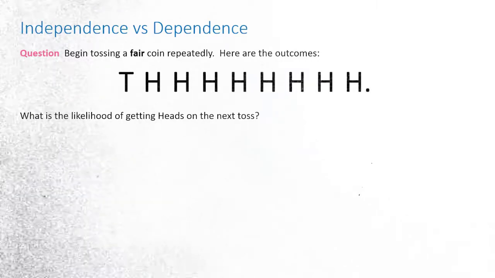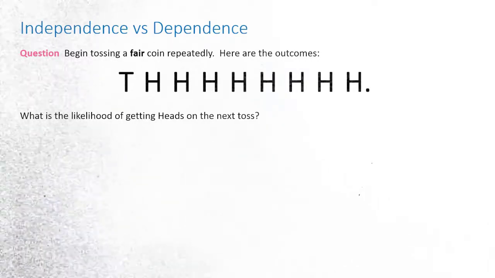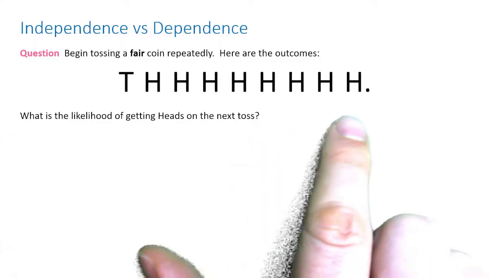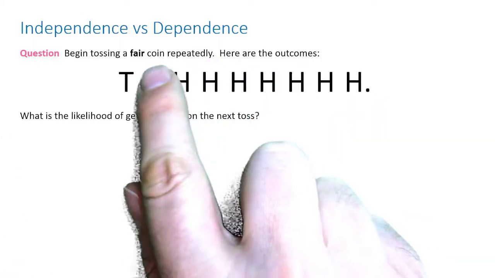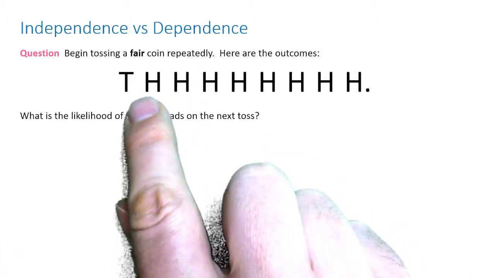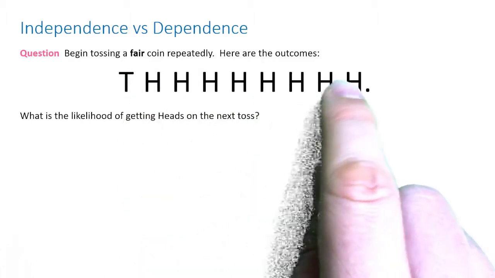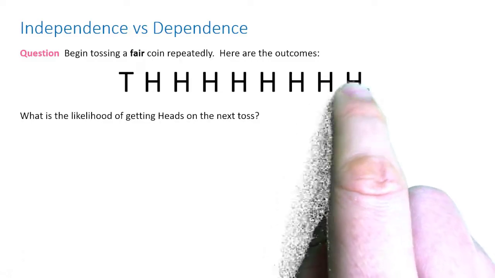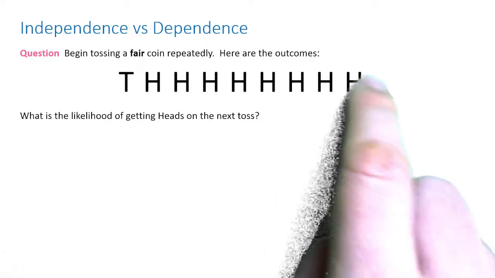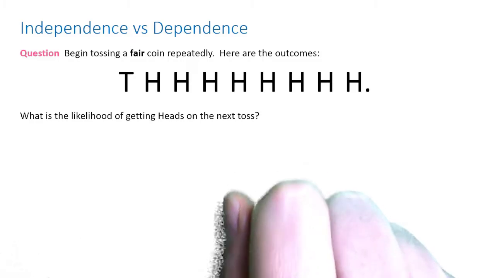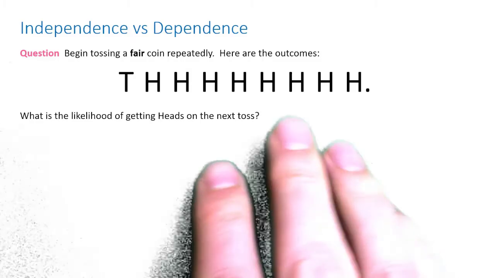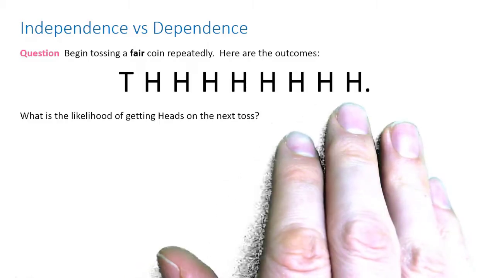Well, it turns out that no matter how many times you toss this coin, the probability of getting heads on the next toss is always 50-50 if it's a fair coin. The fact that you got a whole bunch of heads in a row has no influence on what the next toss is going to be. The next toss will always have a 50-50 chance of being heads or tails. And that is to say that these events are independent.